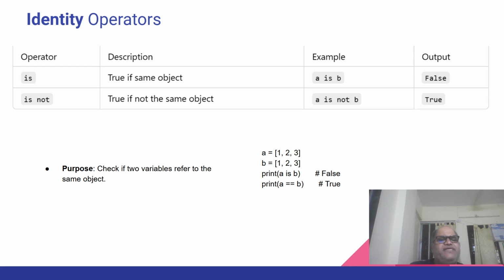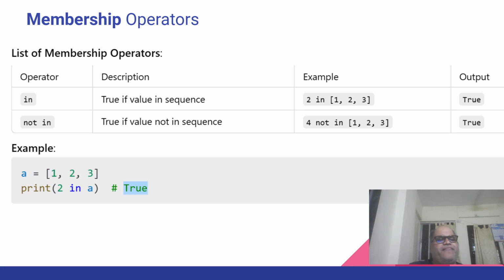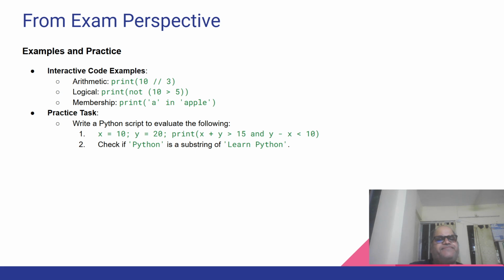Identity operators, is and is not. So if A is 1, 2, 3, B is 1, 2, 3, A is B, they are not referring to the same object or the same memory. So that will be false. The equality operator is different. Membership through in and not in, right? So 2 in 1, 2, 3 for a list, right? Or 4 not in 1, 2, 3, true, right?